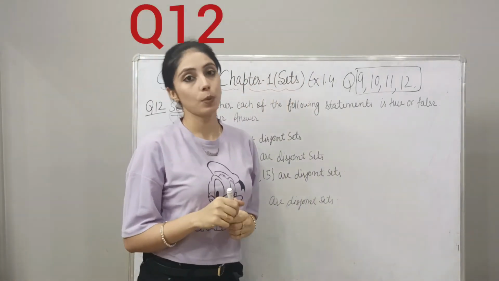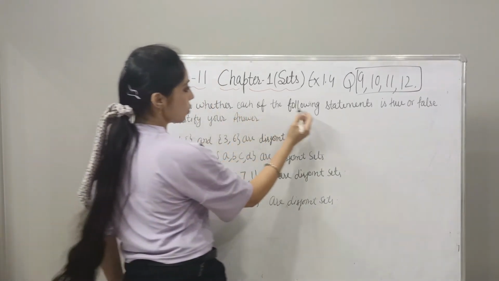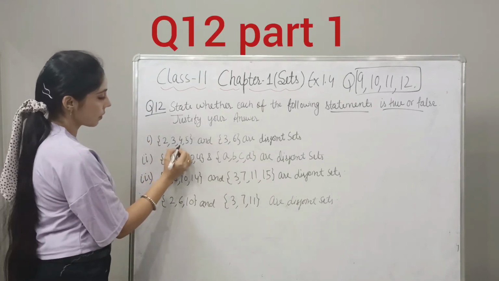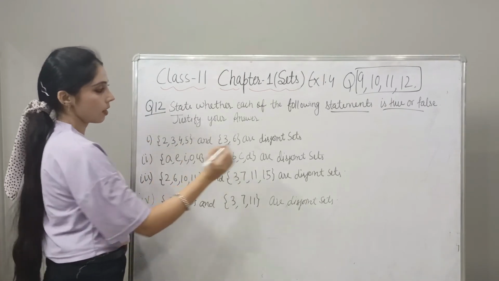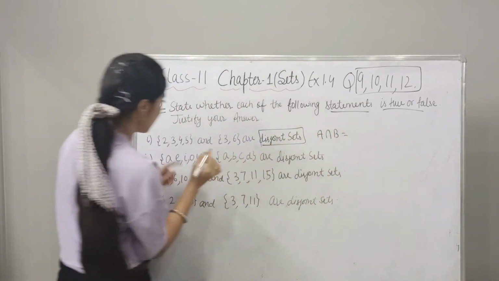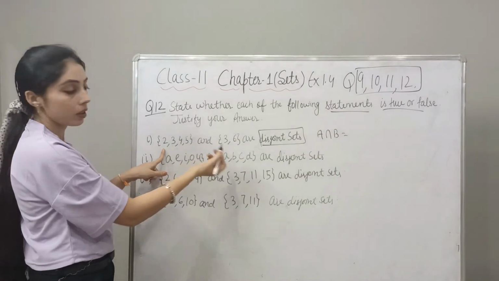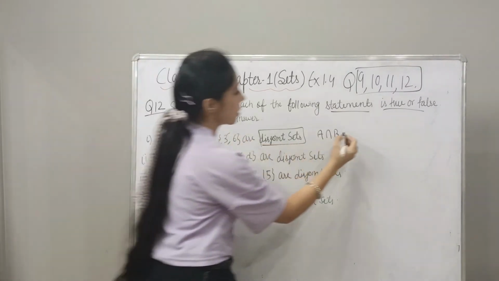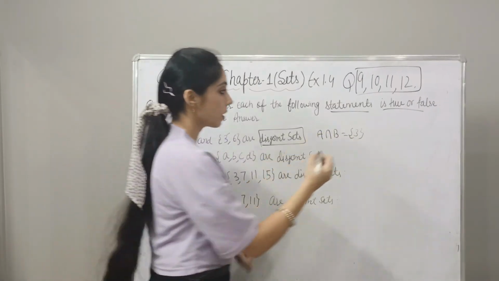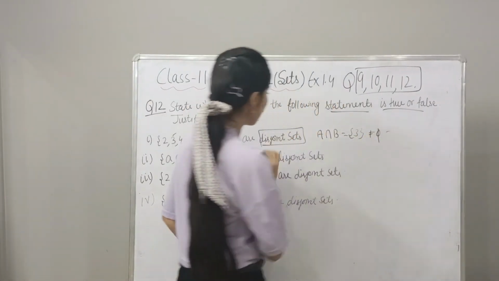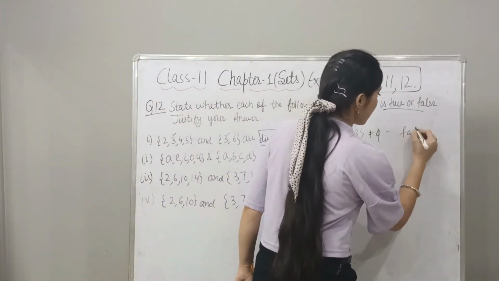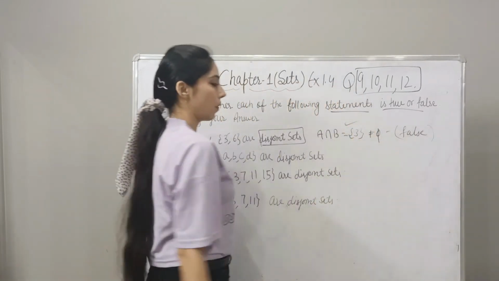Now let's discuss question number 12, which is: state whether each of the following statements is true or false. First one is {2, 3, 4, 5} and {3, 6} are disjoint. For disjoint, we will check the intersection. Okay, intersection means the elements which are common in both the sets. Here 3 is the common element. So A intersection B is {3}. But this is not equal to the empty set. If this is equal to the empty set, then these are disjoint sets. So the first statement is false and the reason is this.